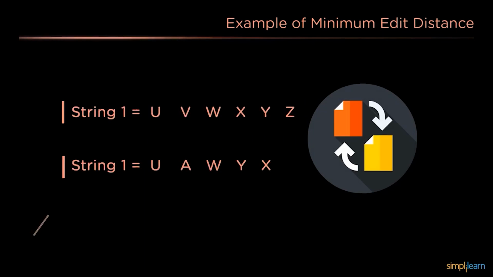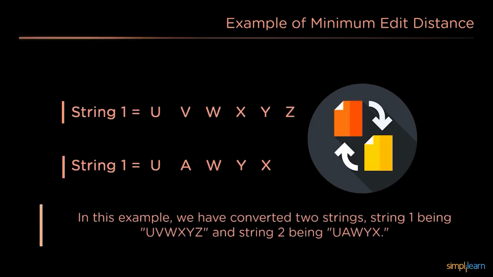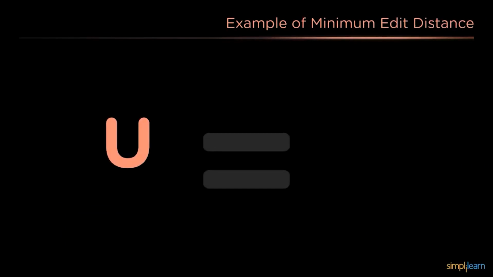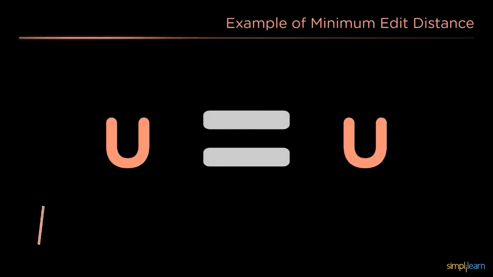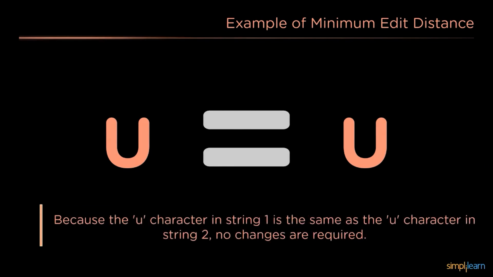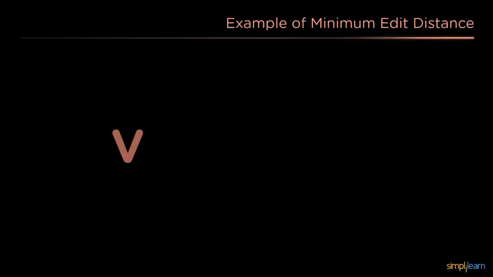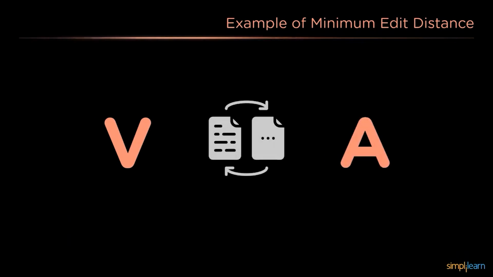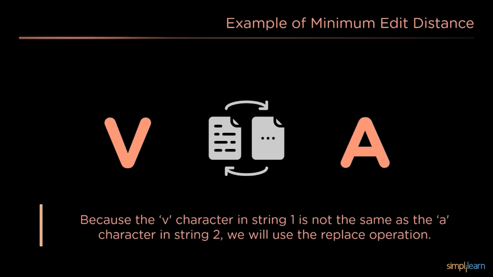In this example, we must convert string 1, that is UVWXYZ, into string 2, that is UAWYX. First, we will look at the first character of string 1, that is U, and the first character of string 2, that is also U. No changes are required because U in string 1 is the same as U in string 2. Next, we will compare the second character of string 1, that is V, with that of string 2, that is A. We must use the replace operation because V in string 1 is not the same as A in string 2.